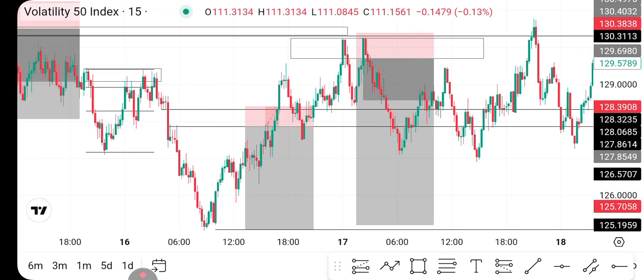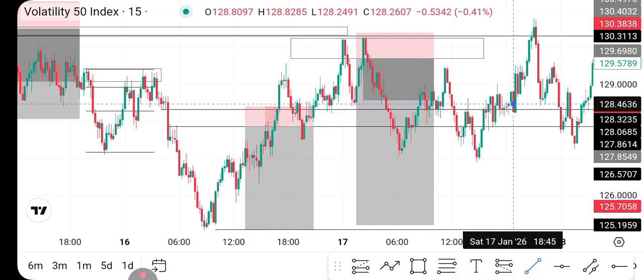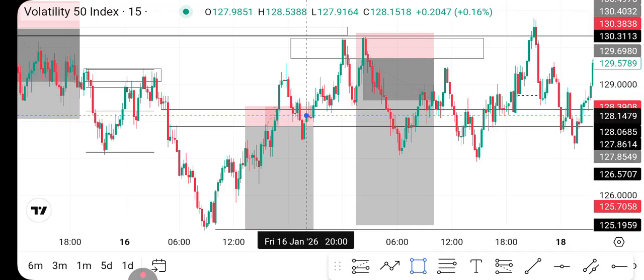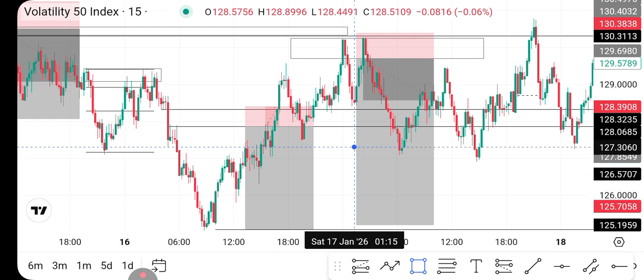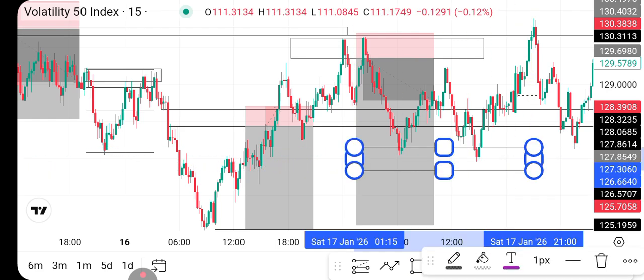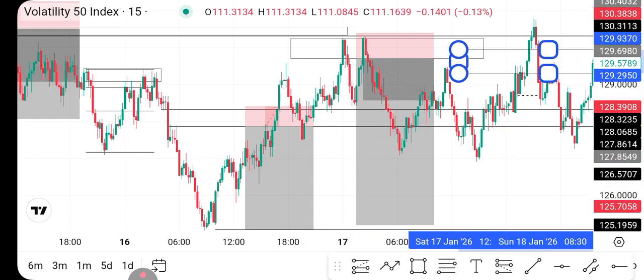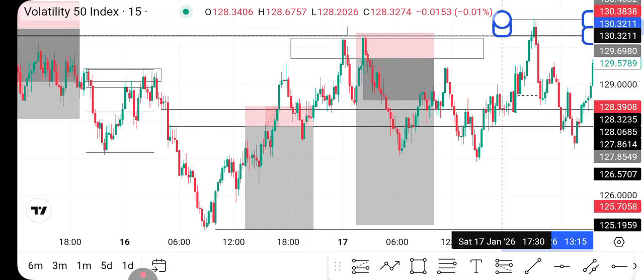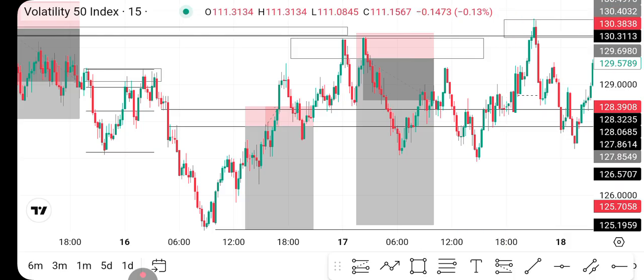So I'll be waiting for a confirmation again. This is a change in state of delivery that I did here again. Now this one printed a normal nice order block, so this time I'll still take two entries. The order block is the green candle, not the red one. So price should get to the order block.